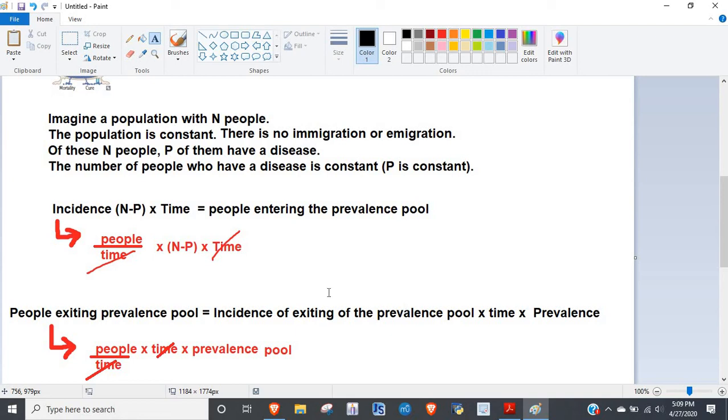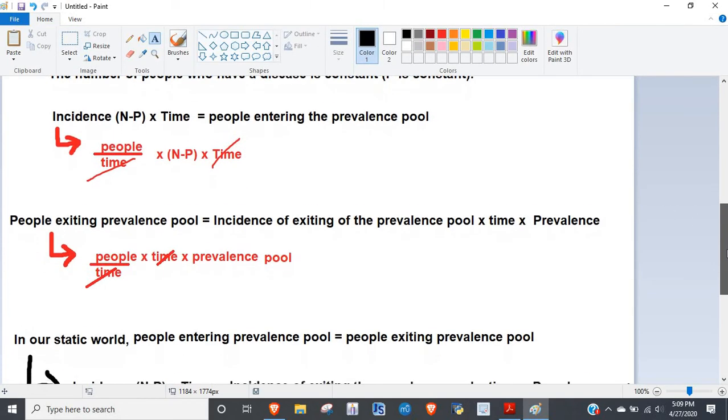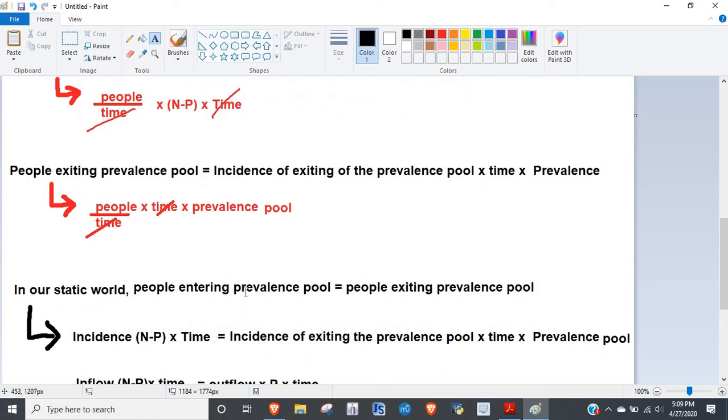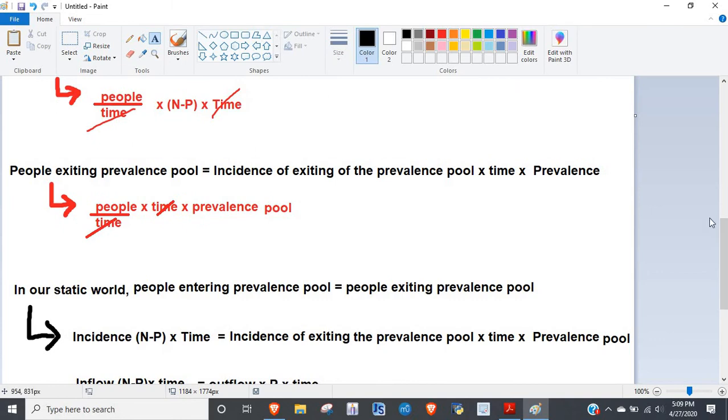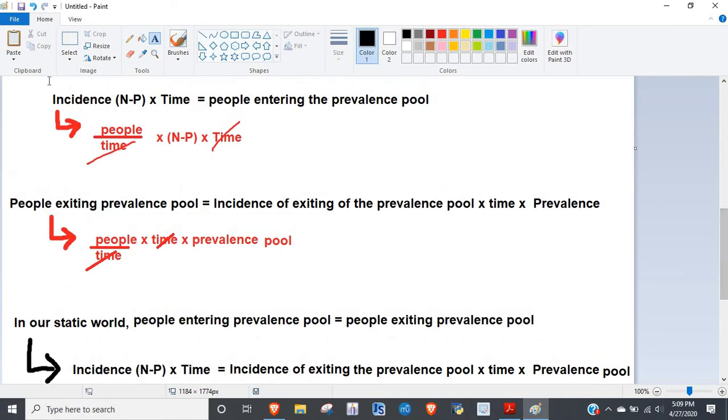Okay, so just one more time here. You have people entering the prevalence pool, and you have people exiting the prevalence pool. And an important thing to keep in mind is how the number of people who have the disease is constant. So, with that, we know that people entering the prevalence pool is going to have to equal people exiting the prevalence pool. So now I'm just setting the two equations that I had up here equal to each other.